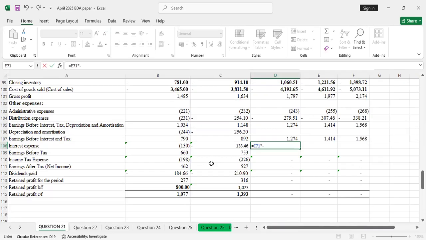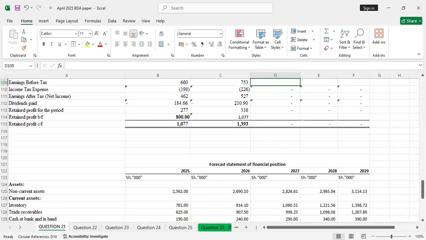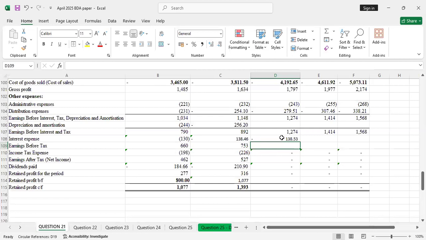The previous year now is 2026. So what is the long-term debt for 2026? That's what we multiply by this value here, that value there. So you enter. Once you enter, you will have that. So you can drag.